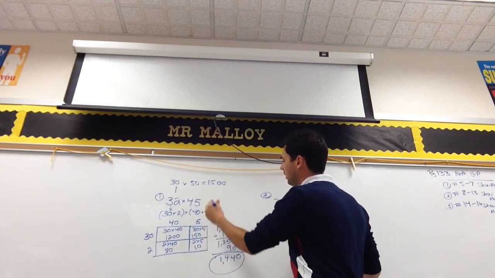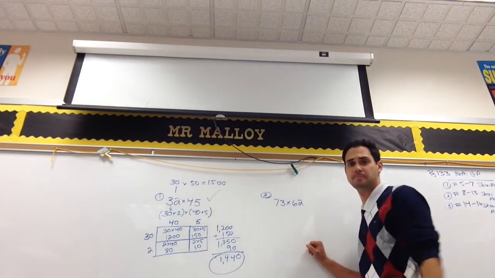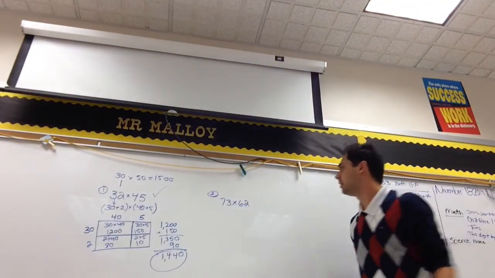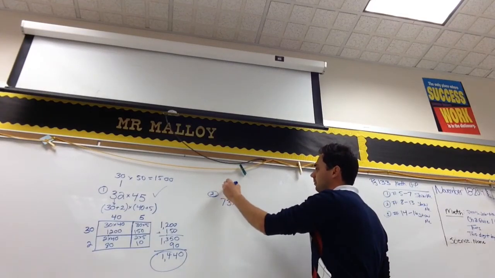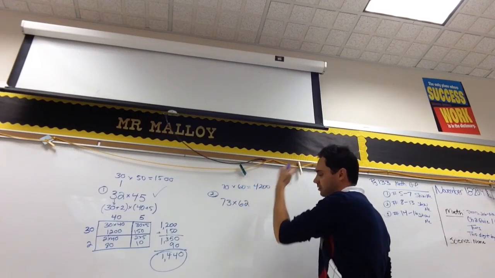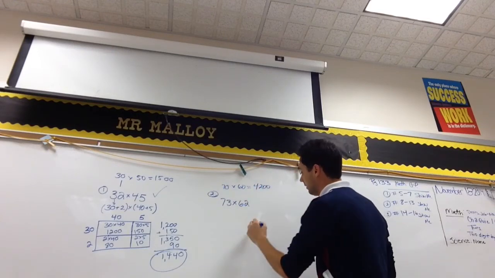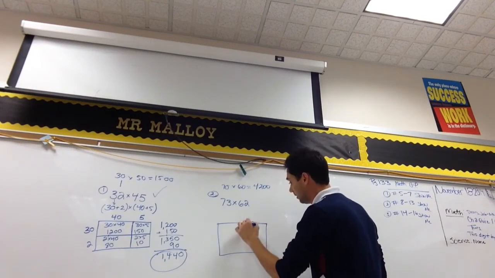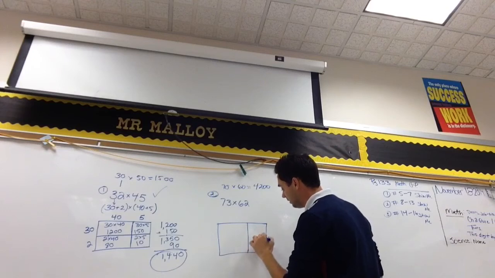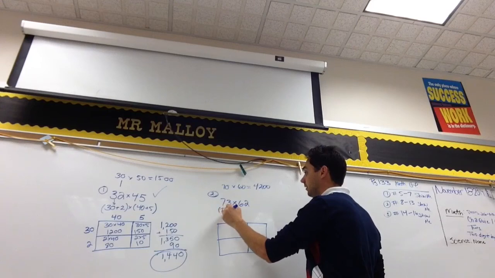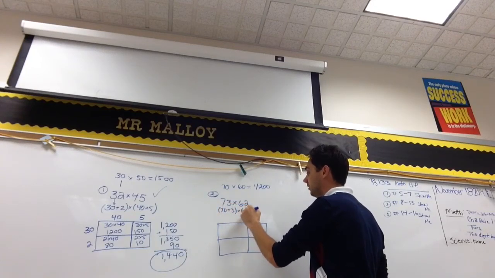My estimation, okay, this checks out. So let's take a look at the second one. Just trying to get a better angle here. Same thing, I'm going to start off by rounding to 70 times 60, so that my answer should be around 4,200. Doing a 2 by 2, so my area array needs to have 4 spots. This is the same as having 70 plus 3 times 60 plus 2.